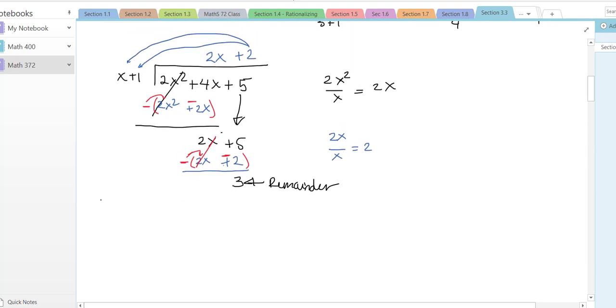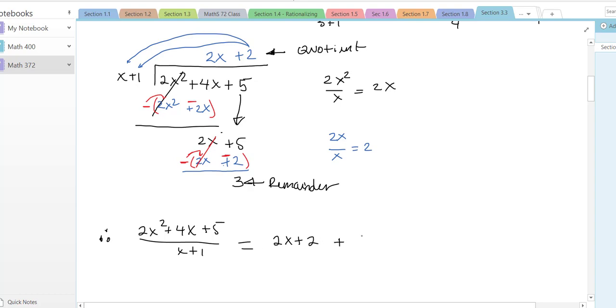Well, let's write out what the answer will be. So therefore, 2x squared plus 4x plus 5 divided by x plus 1 is equal to the quotient. Remember, the quotient is the quantity that shows up here. So the quotient is 2x plus 2. So 2x plus 2 plus the remainder. Just as we did with numbers, the remainder is the remainder divided by the divisor, x plus 1.